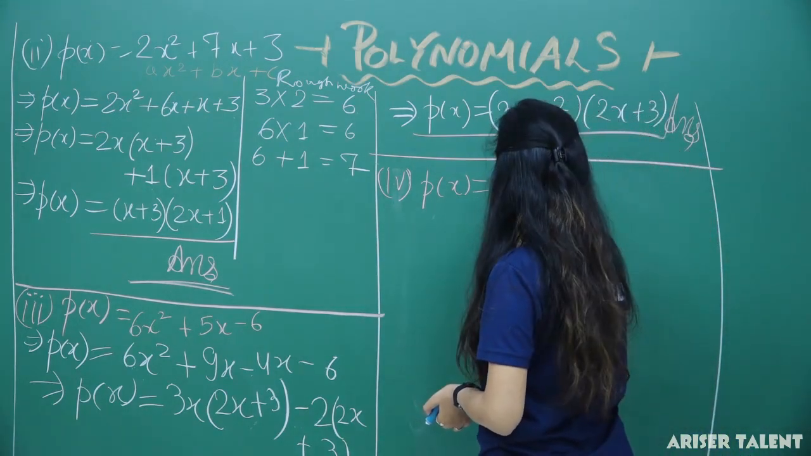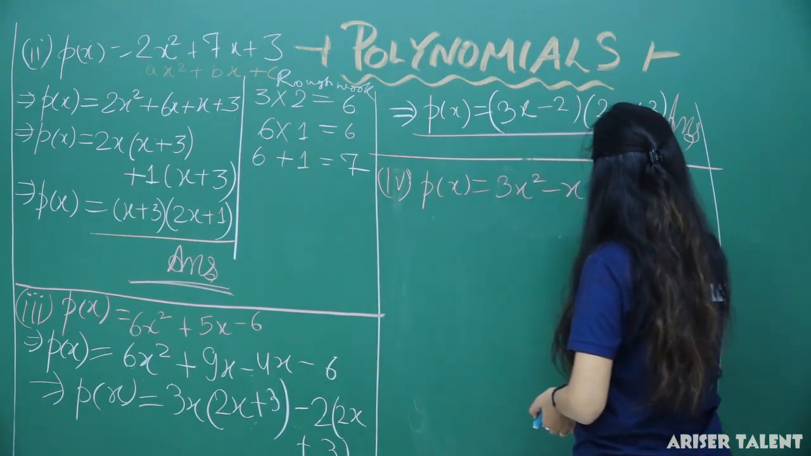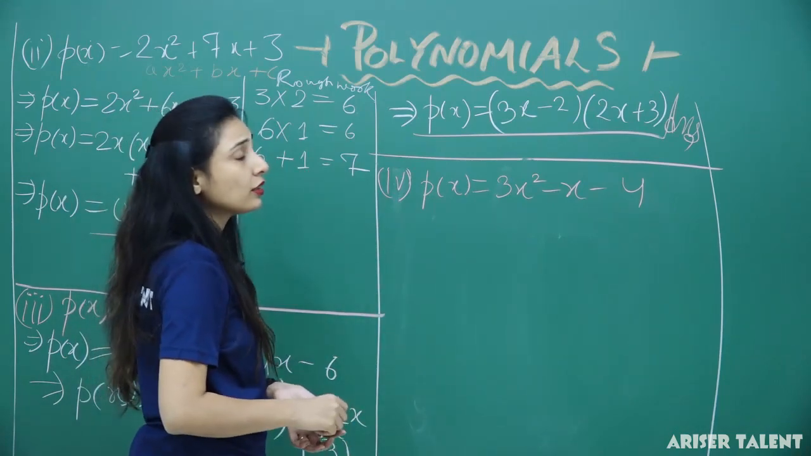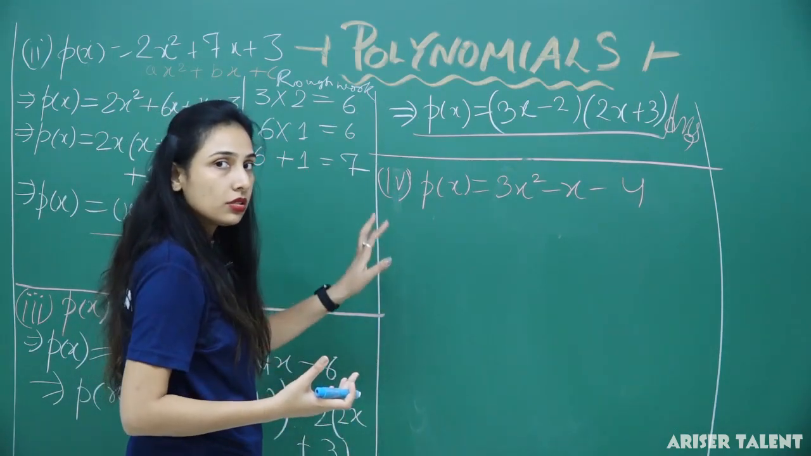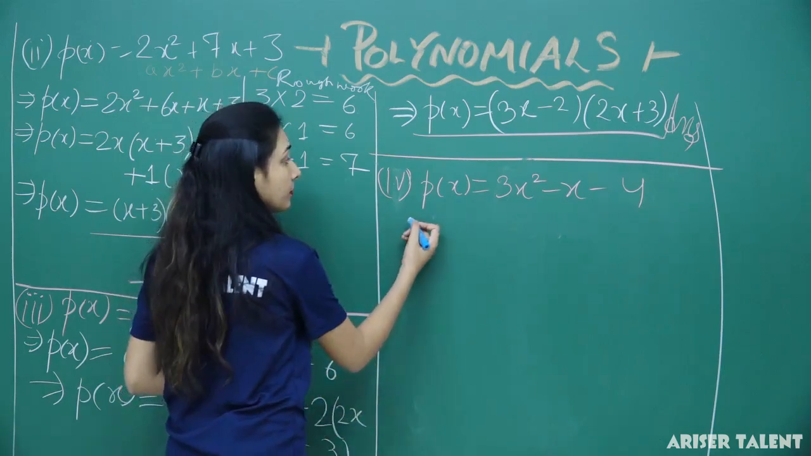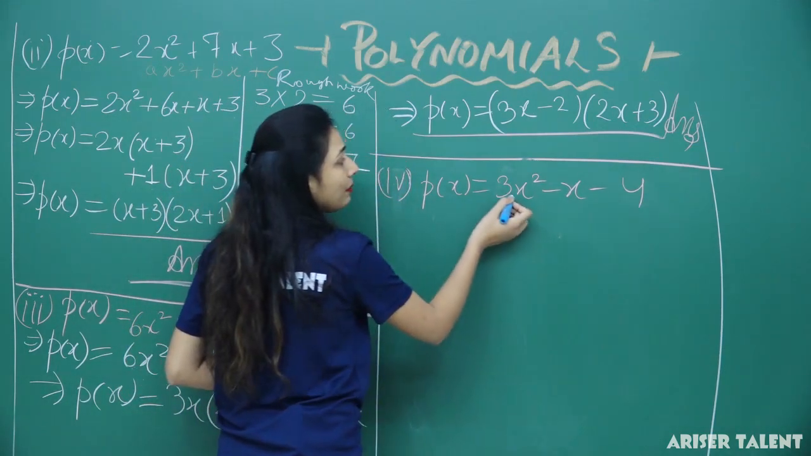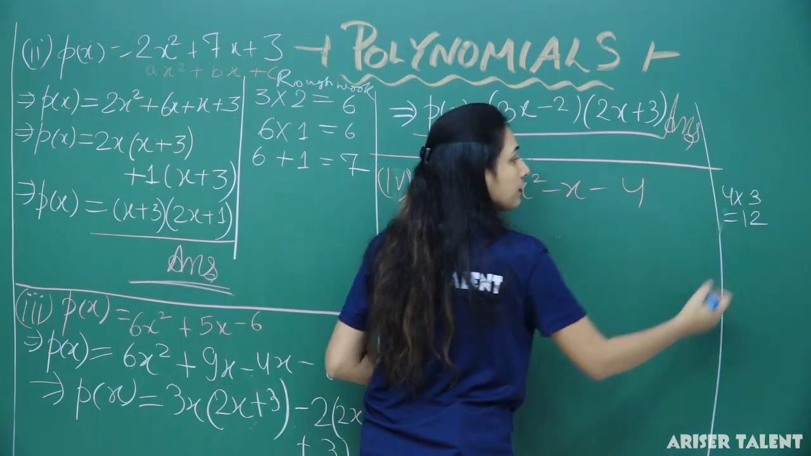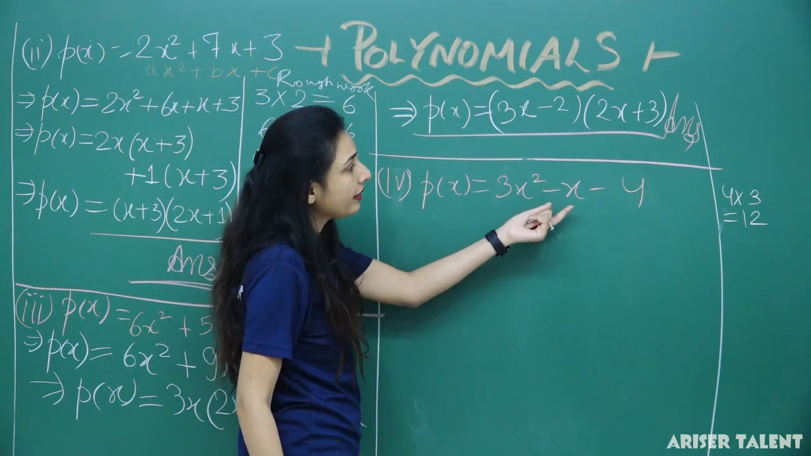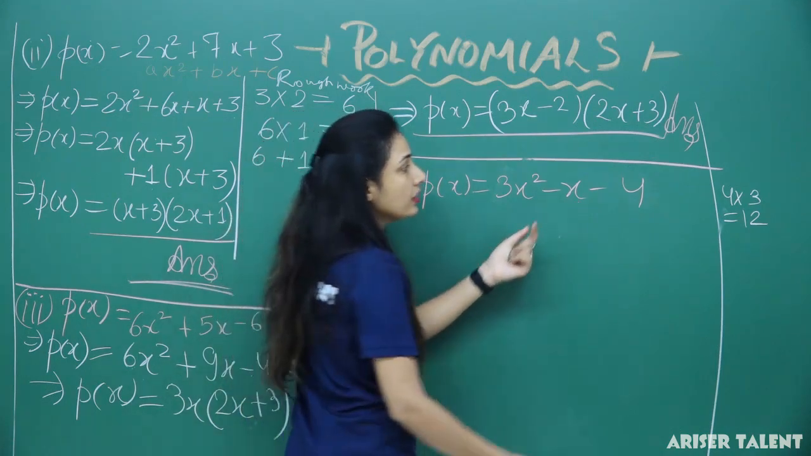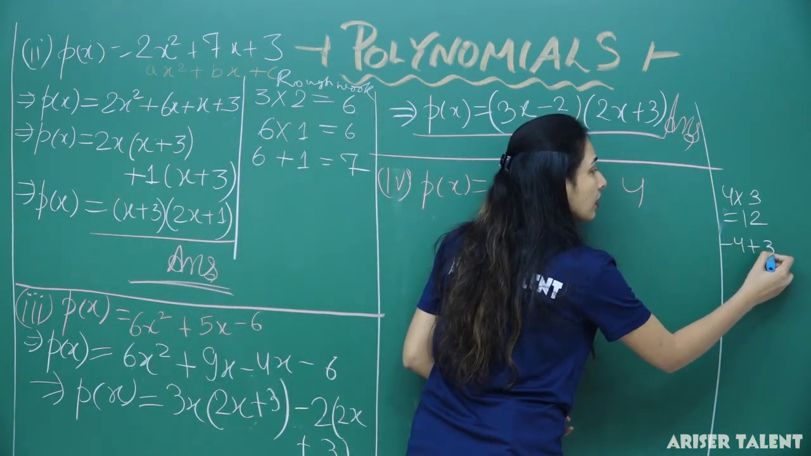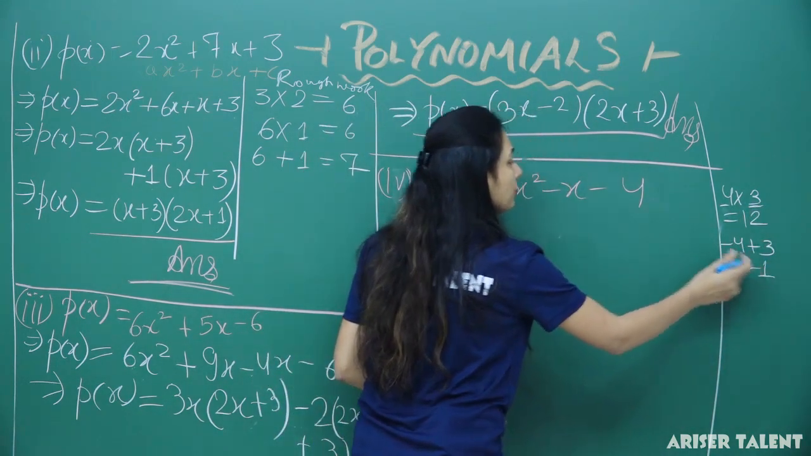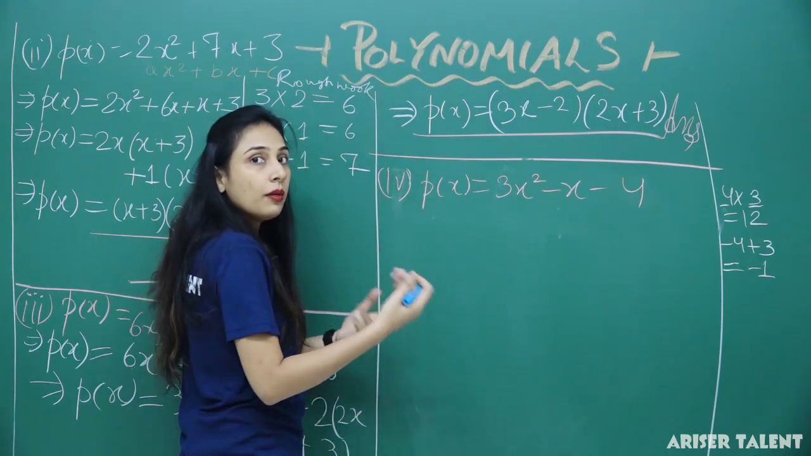The question is 3x square, completely I have to remove. So, Px equals to 3x square minus x minus 4. Again, the same thing, ax square plus bx plus c. So, this is the same format, students. Now, you will be having this 4 multiplied by 3, 4 multiplied by 3 is equals to 12. Now, you have to somehow write it like you will get minus x. Now, minus 4 plus 3. You will take both factors. Now, minus 4 plus 3 is minus 1, and you are getting minus 1 here, minus 1 multiplied by x.